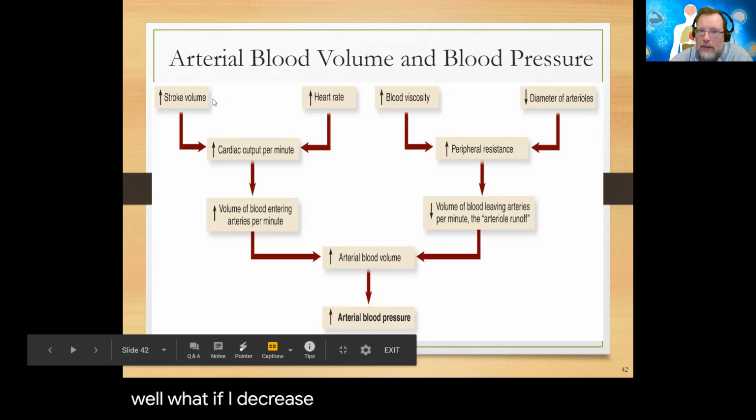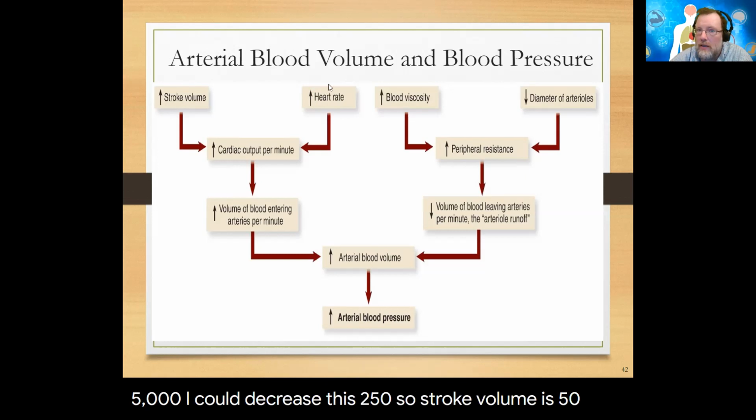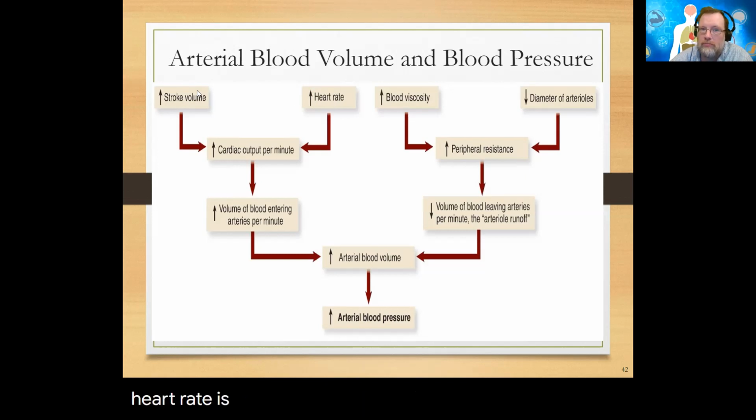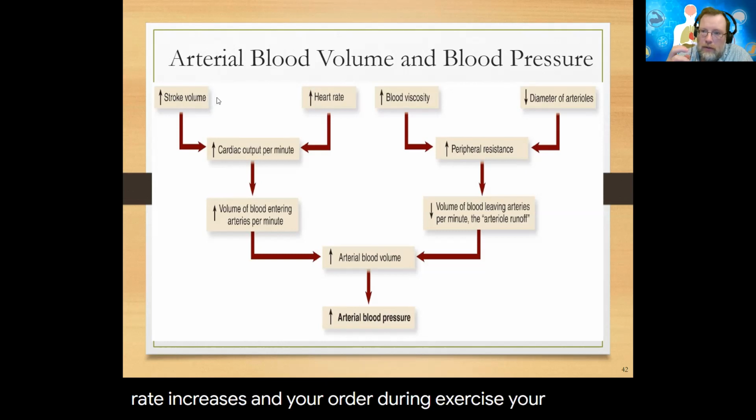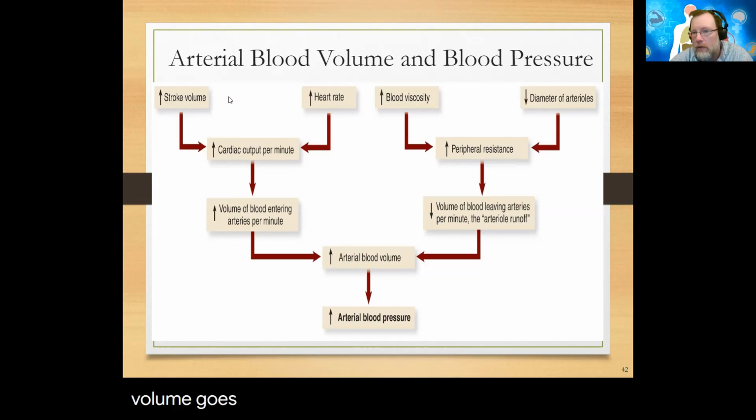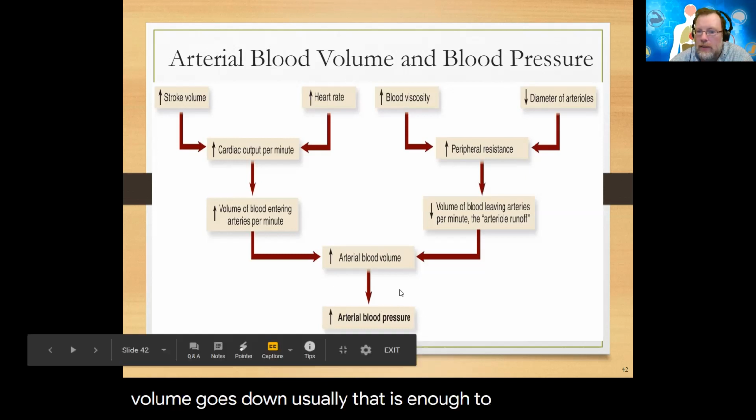Well, what if I decrease this number? I need this to stay at 5,000. I could decrease this to 50. So stroke volume is 50, heart rate is 100. Now we're at 5,000. Do you see? If one increases, the other can decrease. And sometimes that happens naturally, right? If your heart rate increases during exercise, you're unable to fill the ventricle between beats with the normal at-rest amount of blood. So heart rate goes up, stroke volume goes down. Usually that is enough to compensate.